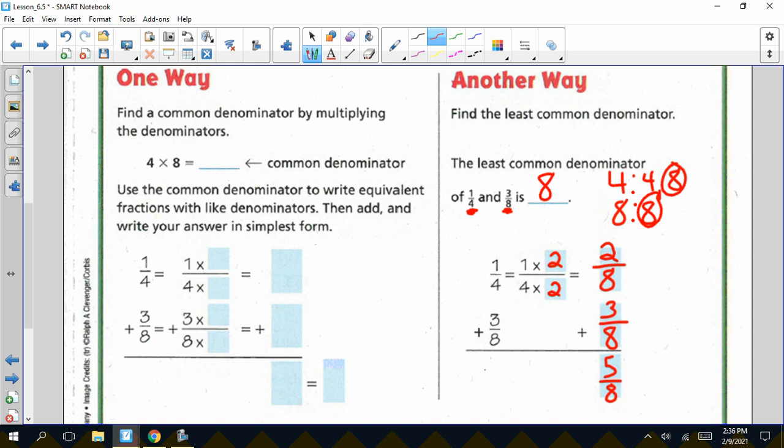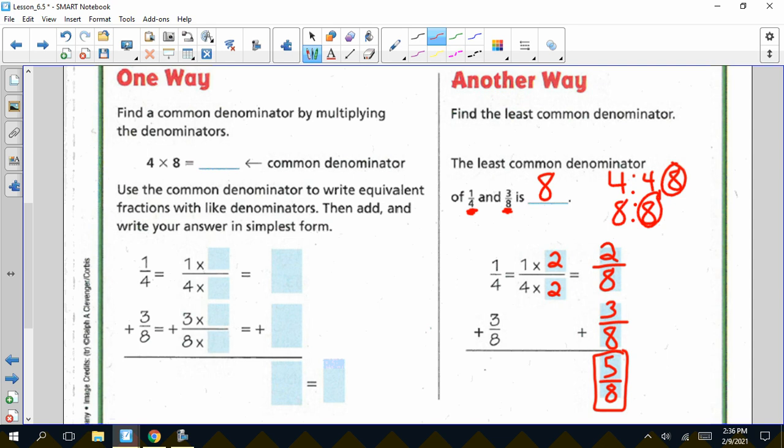It is not an improper fraction, so we can skip that step and we'll look at, is it in simplest form? Well, the only number that goes into both 5 and 8 is 1. So 5/8 is in simplest form.